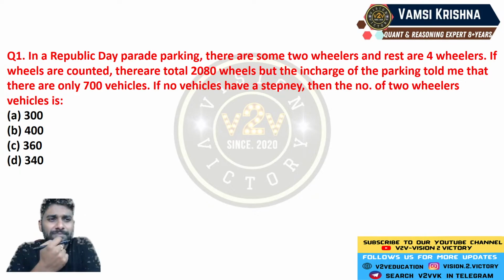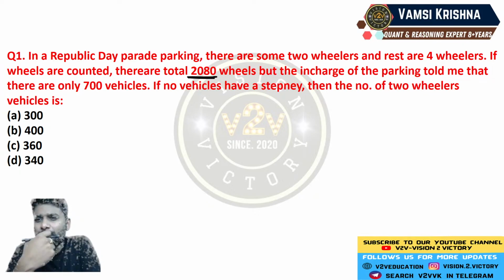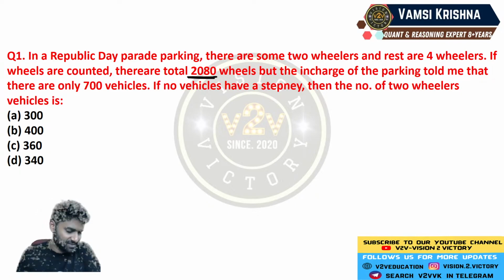See question number 1. In a Republic Day parade parking, there are some two-wheelers, the rest are four-wheelers. If the wheels are counted, there are a total of 2080. But the person in charge of the parking told me that there are only 700 vehicles. If no vehicle has a stepney, then the number of two-wheeler vehicles is? How many are there?